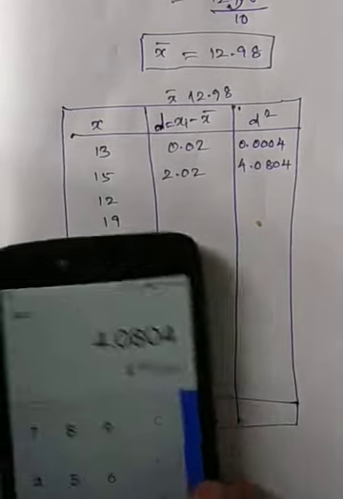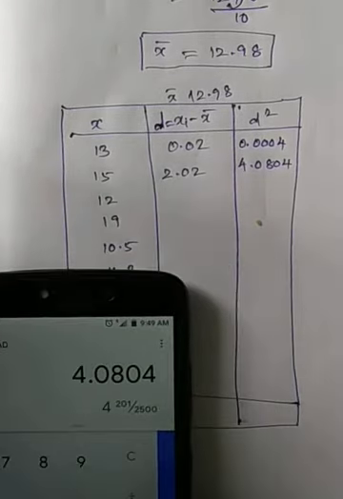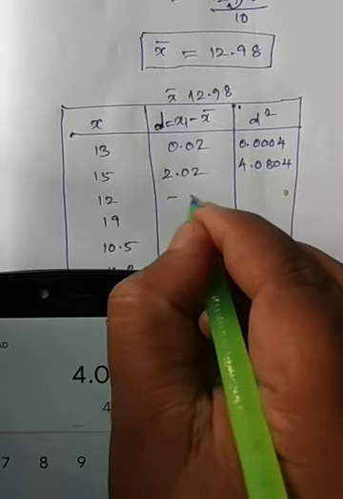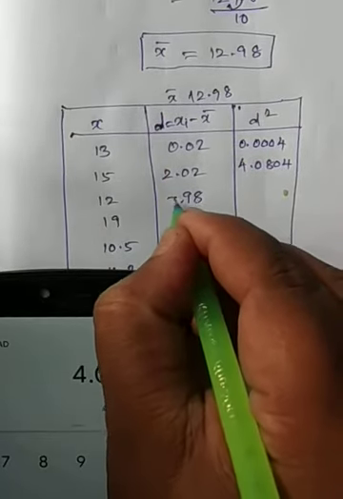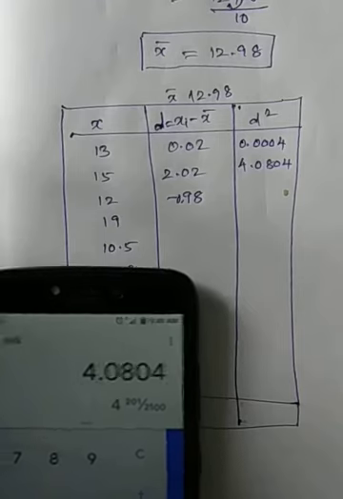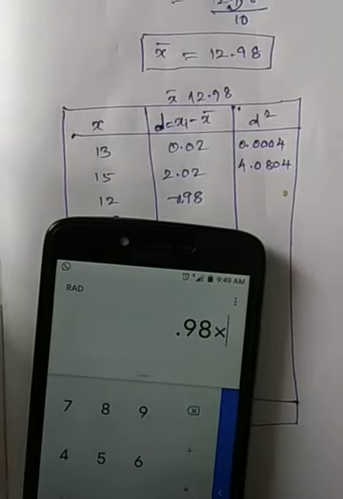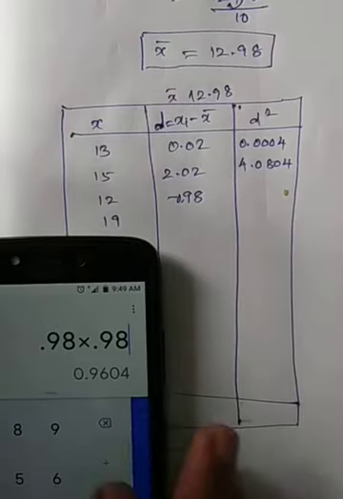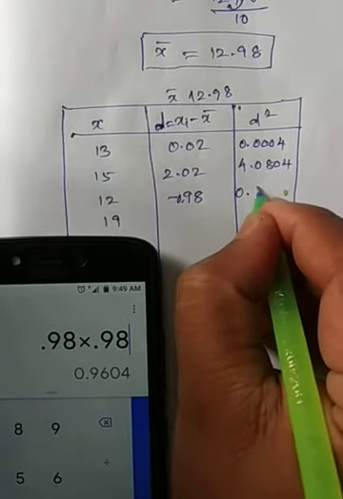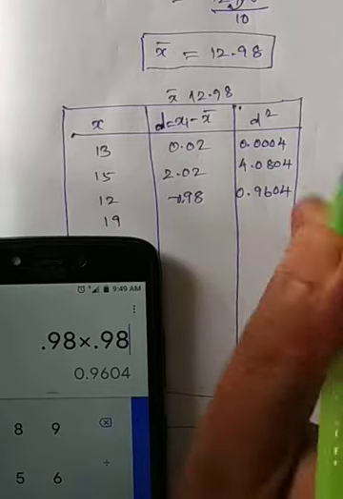We are getting 4.0804. Next one, 12 minus 12.98, which is minus 0.98. So again I will do 0.98 into 0.98. So what am I getting? 0.9604 we are getting.